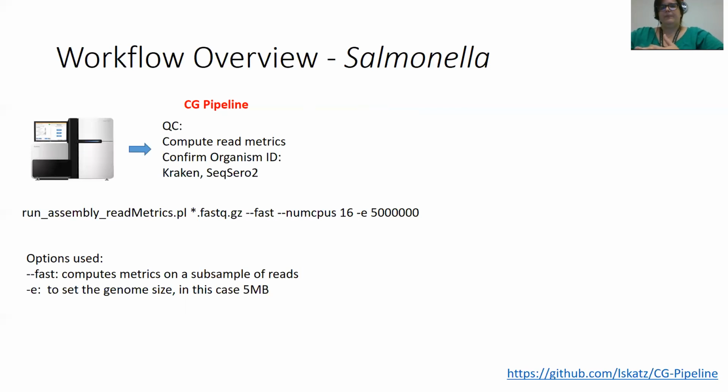I'm not going to go over Kraken and SeqSero today, but I'll talk a little bit about why we use CG pipeline and what for. I use this with the fast option, and this computes the metrics on a subsample of reads, so it's quite quick. We feed in the genome size of our organism of interest, and this is where we calculate the coverage, so we have more informed information on what our coverage cutoff threshold will be when we go to assemble.